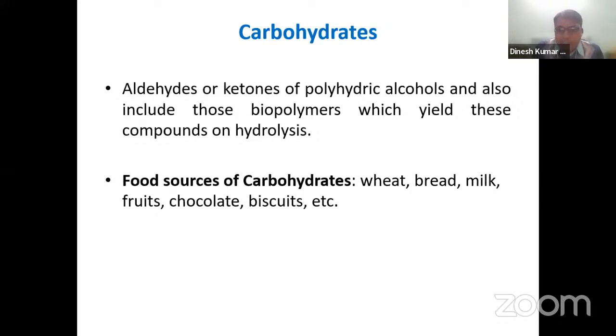So before that, I will briefly explain the carbohydrates, that they are aldehydes or ketones of polyhydric alcohols, and also include those biopolymers which yield these compounds on hydrolysis. So we know that we eat the carbohydrates, and they are generally polysaccharides, and then they break down into small molecules like disaccharides or monosaccharides. So we will see these carbohydrates in structure and how they differ from each other. The food samples the students will bring from their home.